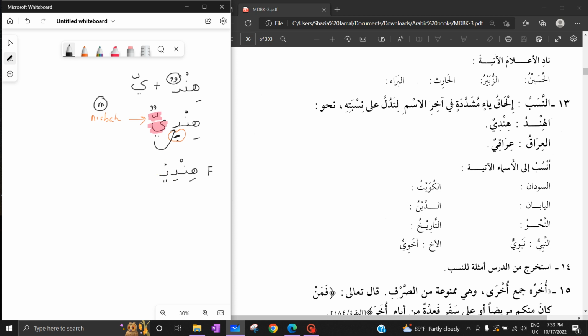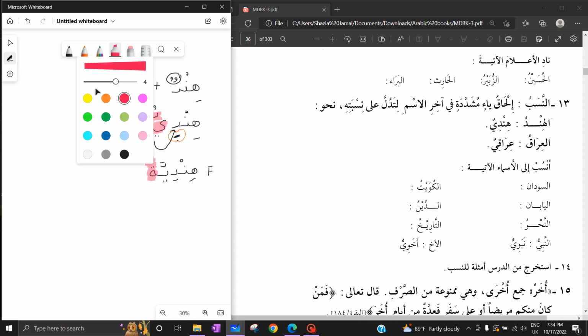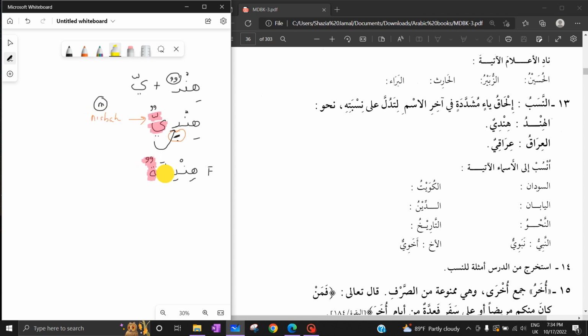Hindiya with a shadda, because the shadda will always be there. Shadda. Hindiya and a ta marbuta. Hindiyatun. This is how you make feminine. Okay, with a ta marbuta. Here it's a ta marbuta, and this one, the ya for nisba. The ya for nisba will always be there to show that it is a nisba. The ta marbuta shows that it is feminine here. This is how you make male and female.